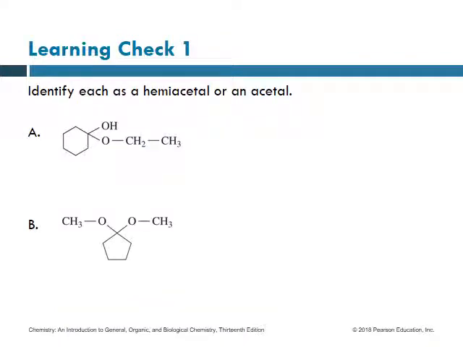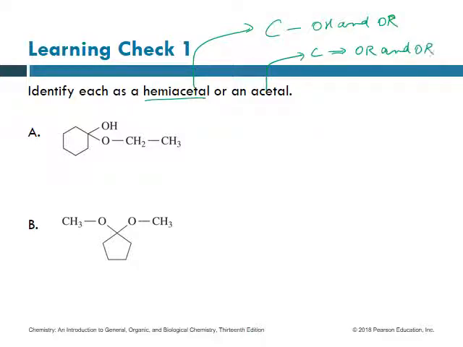Okay, so here identify each as a hemiacetal or an acetal. So which one would be the hemiacetal? One that has, the carbon has to have an OH group and an OR group, right? And what is an acetal? An acetal is where the carbon has OR and OR. So it consists of two OR groups.